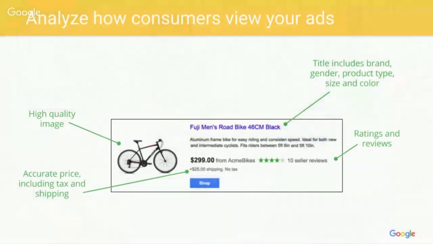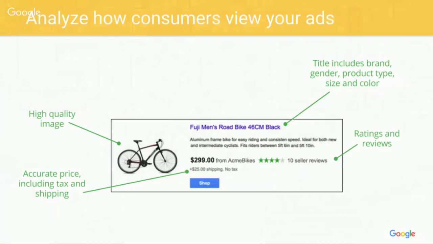So in this ad, for example, when I see this ad, it's a really good ad. I've got a high quality image. The title has relevant information. The ratings and reviews help me understand if this is a really good product, and accurate price and tax and shipping. When I click through to your site, I want to make sure that the content is the same, so I'm not confused as a consumer.